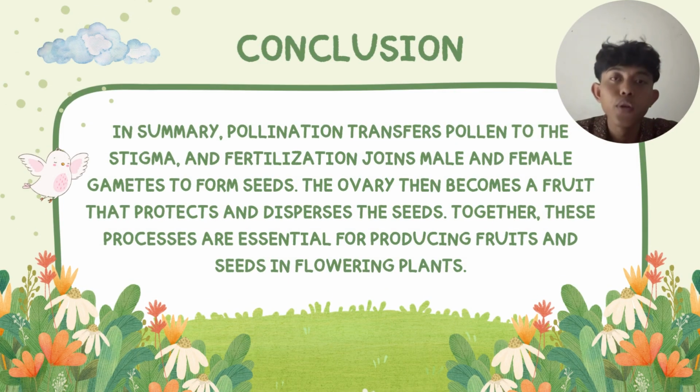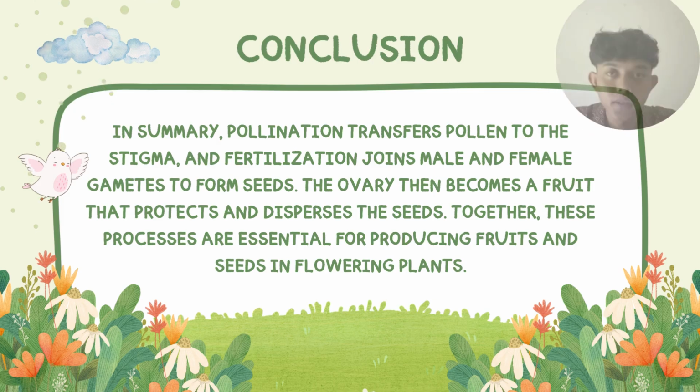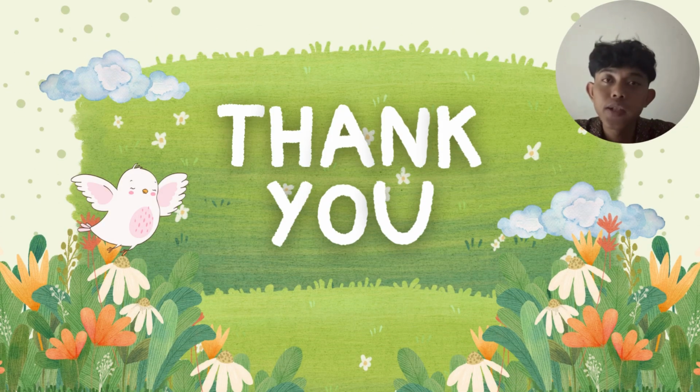To summarize, pollination is the transfer of pollen to the stigma, and fertilization is the fusion of male and female gametes inside the ovule. This leads to the formation of a seed with a protective coat and a food source for the growing embryo. The ovary develops into a fruit which helps protect the seeds and aids in their dispersal. Together, pollination and fertilization are vital for the life cycle of flowering plants and ensure the production of fruits and seeds.